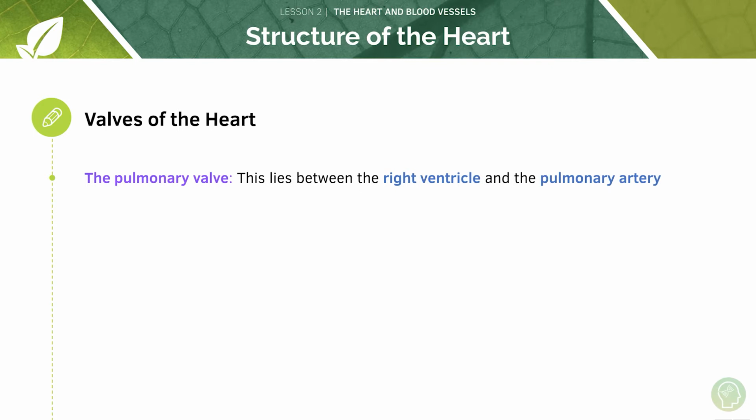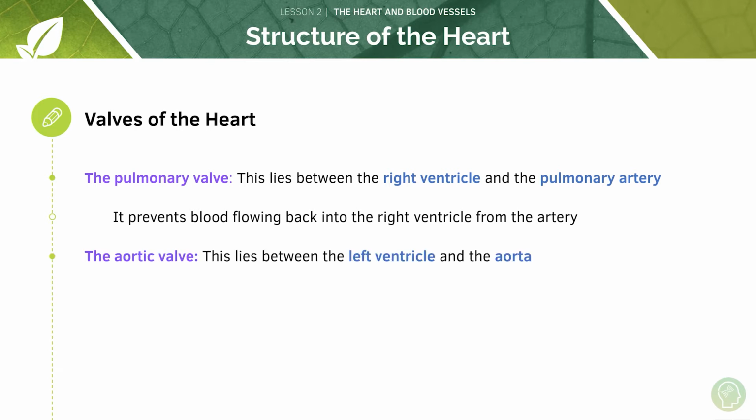The pulmonary valve, in contrast, lies between the right ventricle and the pulmonary artery. So remember we said that blood is pumped from the right ventricle through the pulmonary artery through to the lungs. So to prevent backflow from the lungs or from the pulmonary artery back into the right ventricle, that's why we have the pulmonary valve. And it's exactly the same on the left side, but this time it's called the aortic valve, and this prevents backflow from the aorta into the left ventricle.